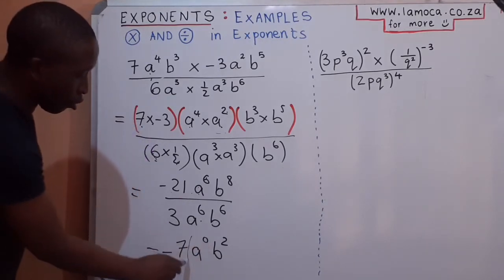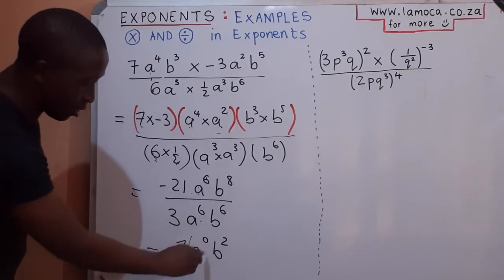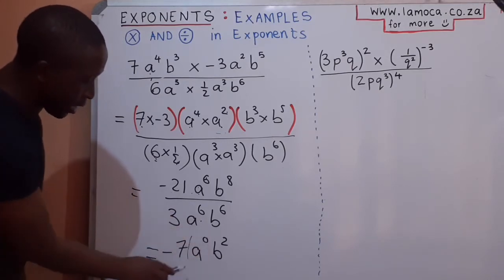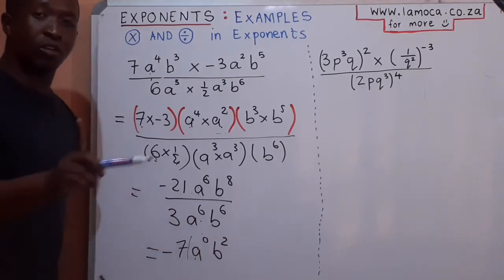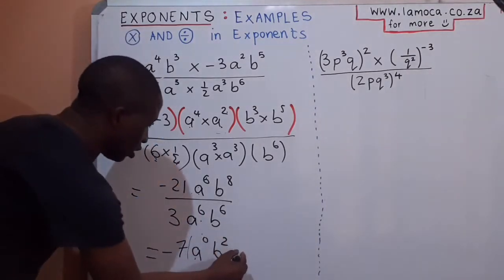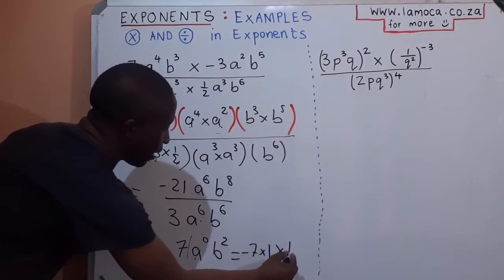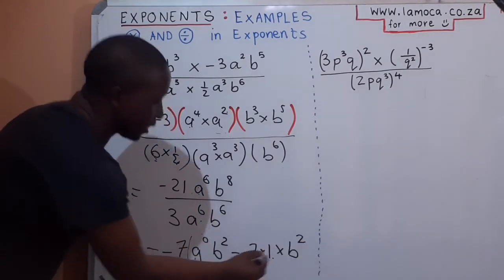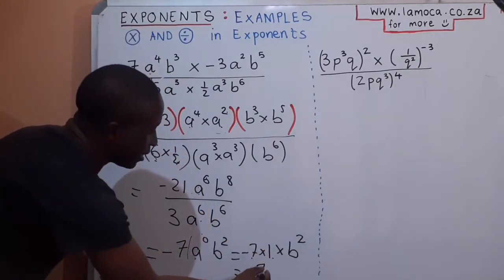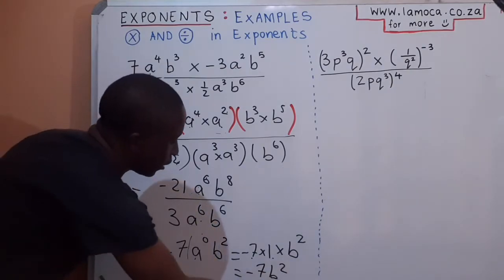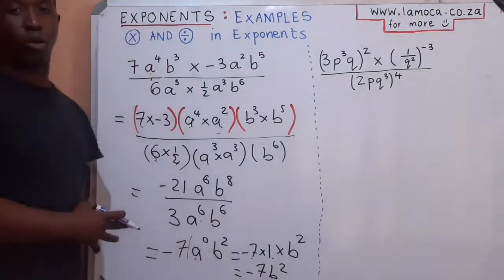We're going to make an assumption that a is not 0. If a is not 0, then a to the power of 0 is going to give us a value of 1. So this is just as good as negative 7 multiplied by 1 multiplied by b squared. And when you multiply minus 7 and 1, you're going to get minus 7b to the power of 2. And that should be the solution to the first question.